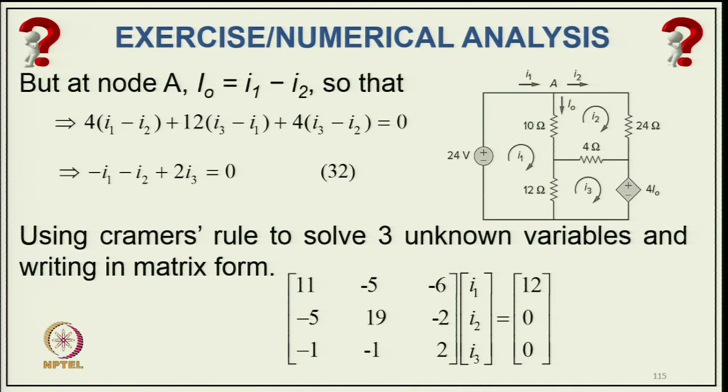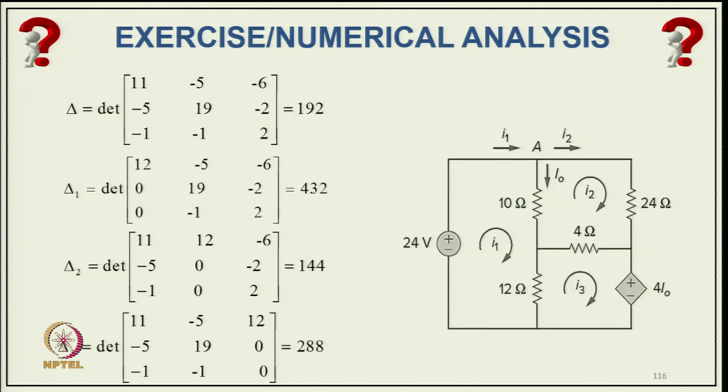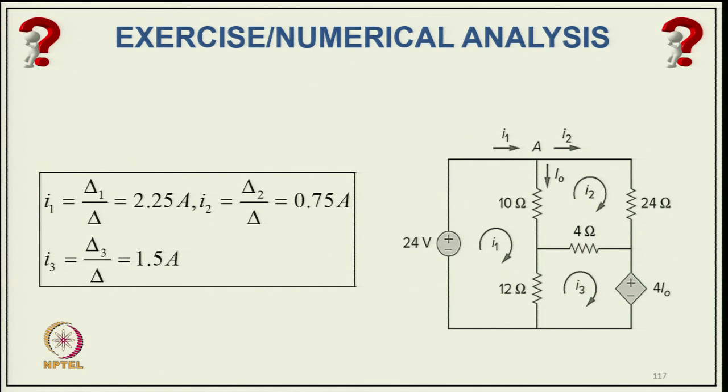you can have a matrix form with this relation, and you can find out the different determinants: total determinant delta, delta 1, delta 2, delta 3, and from this you can find out I 1 equal to delta 1 upon delta, 2.25, and I 2 equal to delta 2 upon delta, 0.75 ampere, and I 3 equal to delta 3 upon delta, 1.5 ampere.